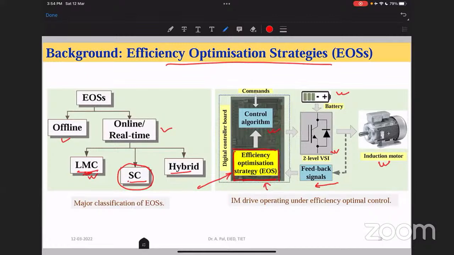This efficiency optimization strategy is also implemented in the control algorithm, so that we do not require any additional hardware circuit. In the existing drive system used in electric vehicles, or in industry, there are digital controllers where we can simply modify the algorithm to get better efficiency. That is the idea, without modifying any other hardware circuitry.